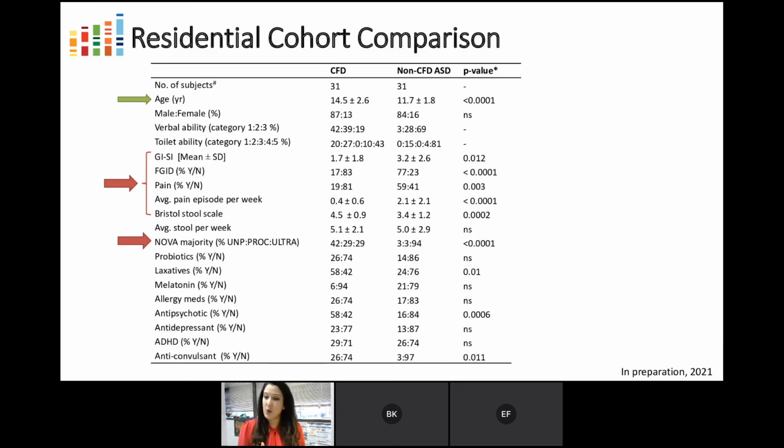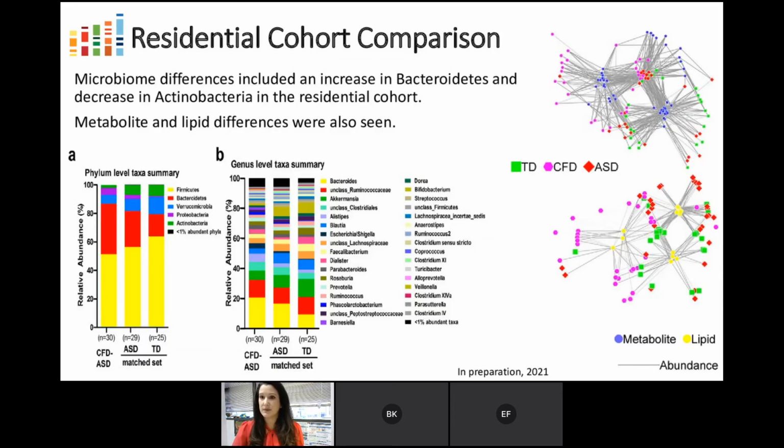But again, that cohort, in stark contrast to the next column where you can see the non-residential ASD, the vast majority of these children were on a highly ultra-processed food diet. So as you can see here, a snapshot of what we saw with the comparison of that residential facility, CFD. We saw high-level, phylum-level differences, where we saw an increase in Bacteroidetes and a decrease in actinobacteria in that residential cohort compared to both ASD in the larger cohort and typically developing matched kids.